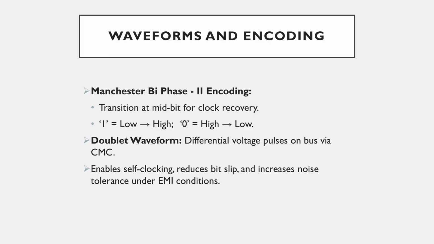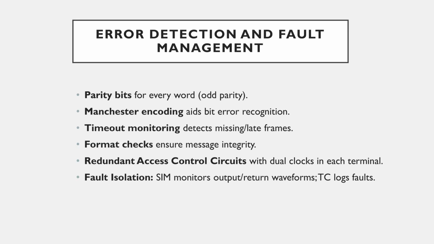ARINC-629 includes parity checks, timing checks, waveform validation, and redundant controllers. The serial interface module checks both transmitted and returned signals, and the terminal controller monitors message formats and timeouts. Faults are isolated quickly to maintain system integrity.